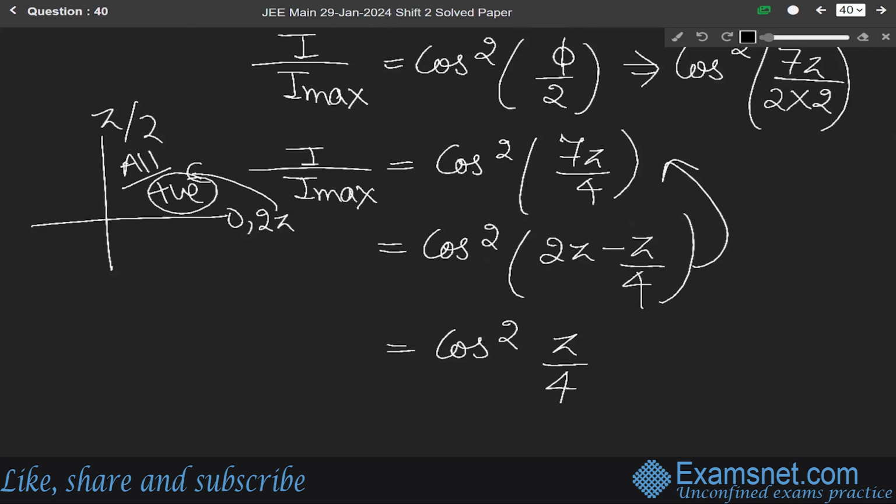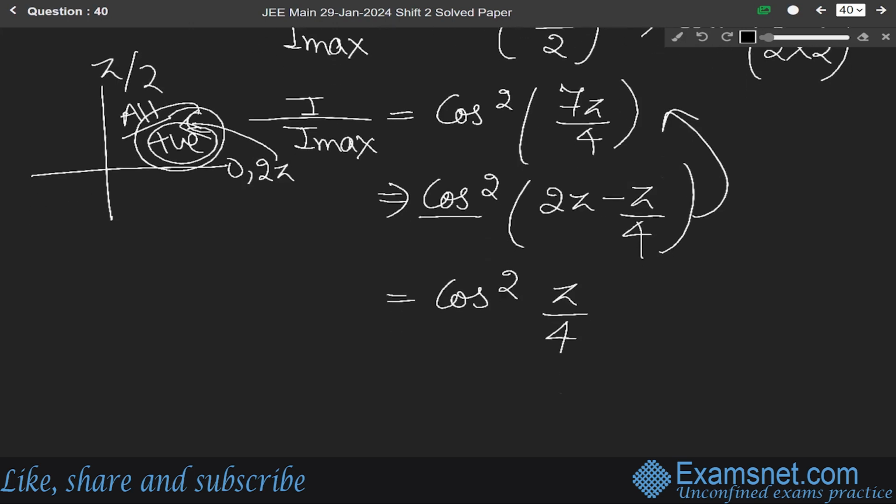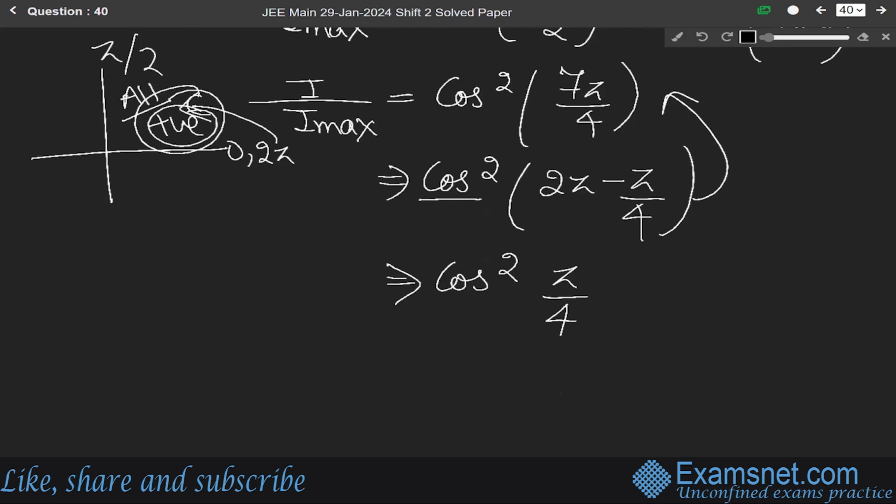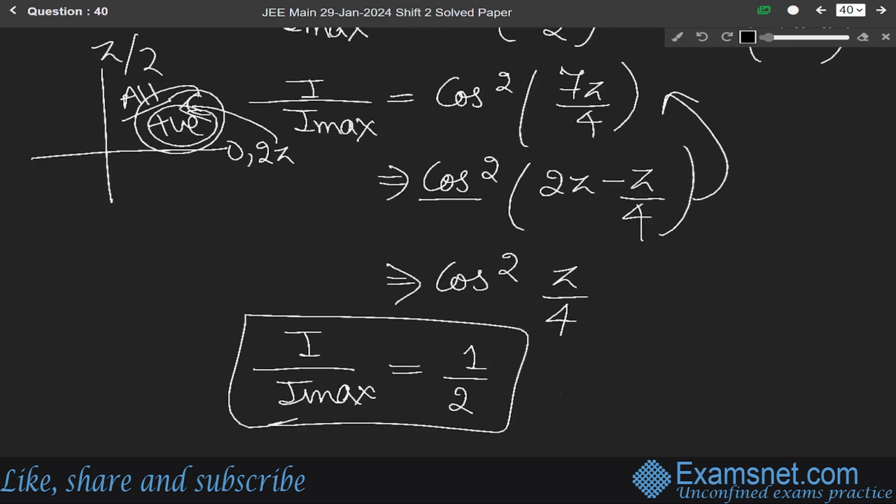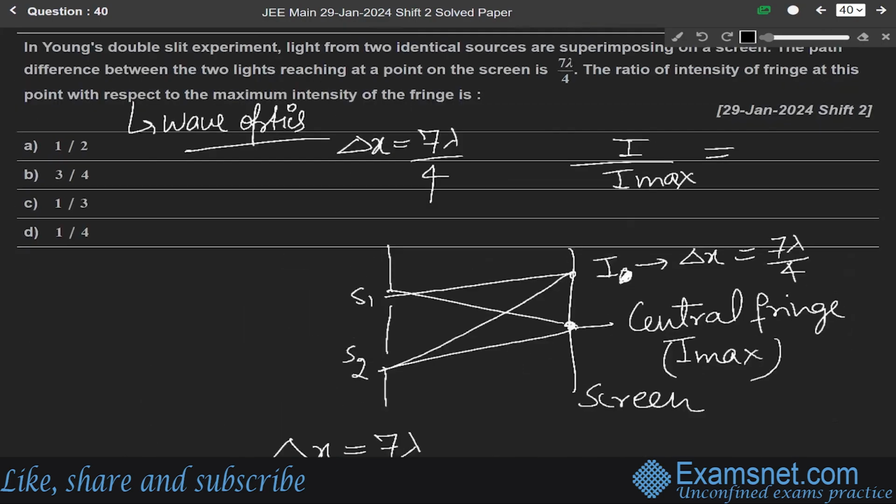Okay, so if we subtract 2 pi by 4 from 2 pi in case of cos, it will be positive in the first quadrant. So here we get cos square pi by 4, and we know that cos pi by 4 is 1 by root 2. So cos square is 1 by 2. So the ratio of I over I maximum is 1 by 2. This is our final answer. 1 by 2, option A is the correct answer.